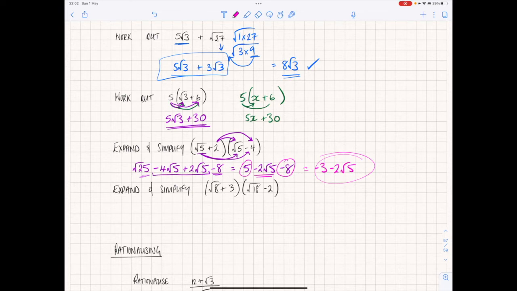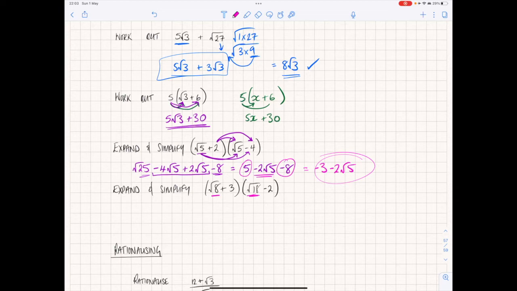Expand and simplify. Okay, if you want to pause the video, see if you can have a go at this one. One thing I would say to you, be careful here in the fact that that's a root 8 and that's a root 18. And as we spoke about previously, they can be simplified because there are square numbers that go into them. You can either do it at the end or you can do it straight away when you are working with your values. It's entirely up to you.